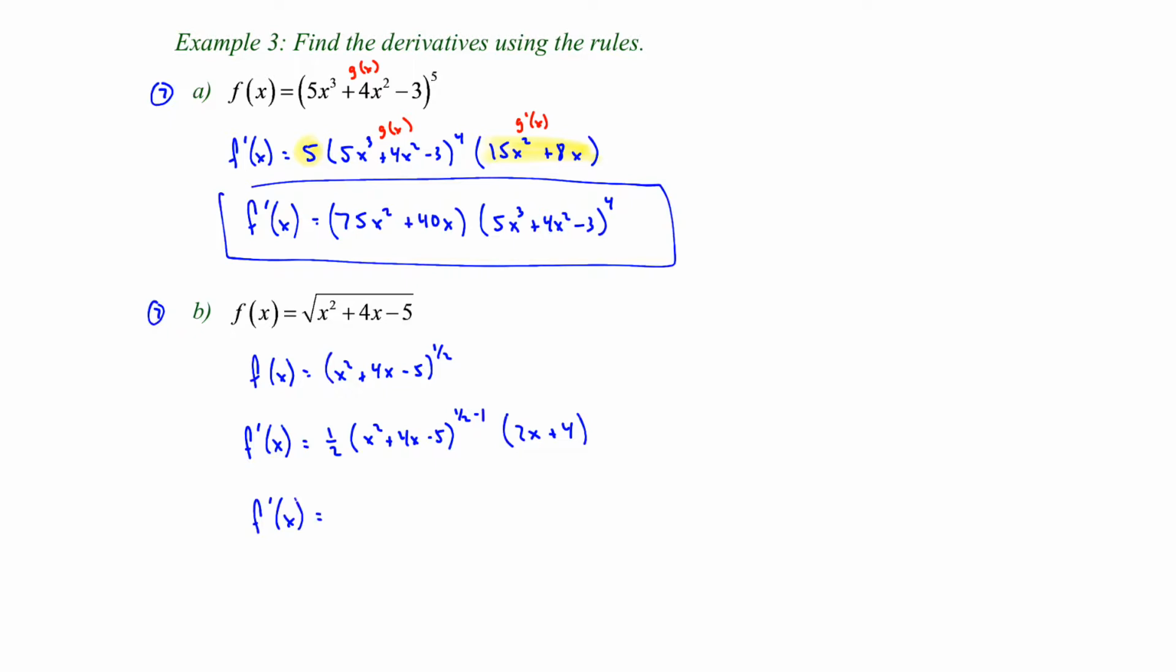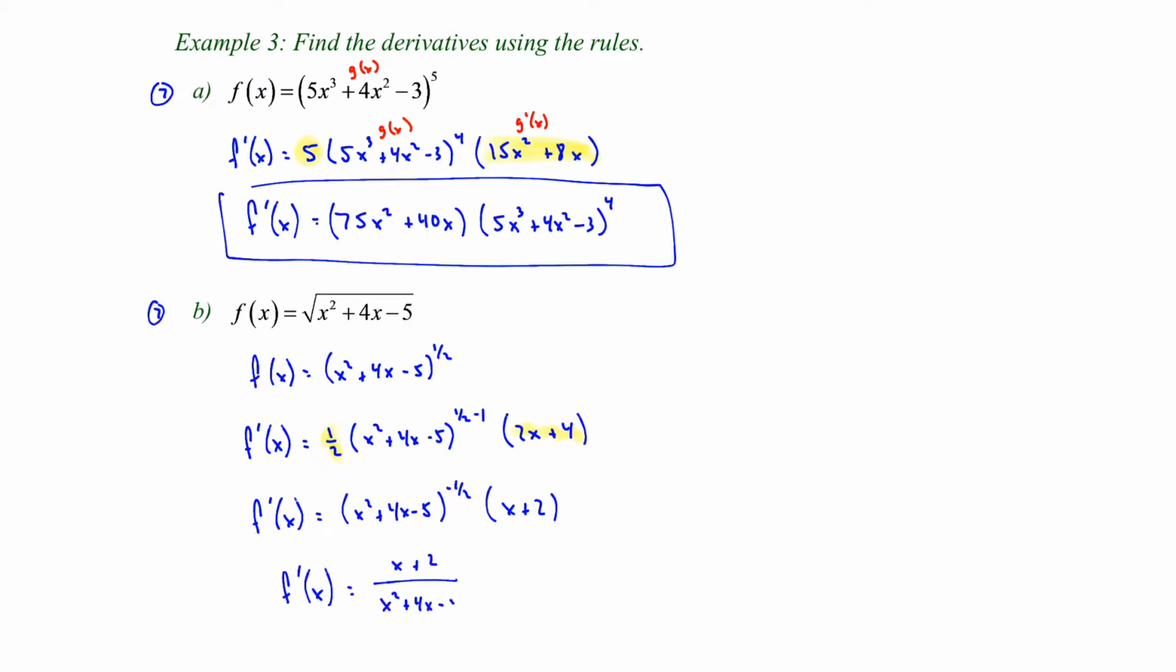We can go ahead and take half of 2x plus 4 because it goes in evenly, so that would be x squared plus 4x minus 5 raised to the negative 1/2, and then x plus 2. So really the last thing that we can do here is not to have a negative exponent, so we'll move it to the denominator.